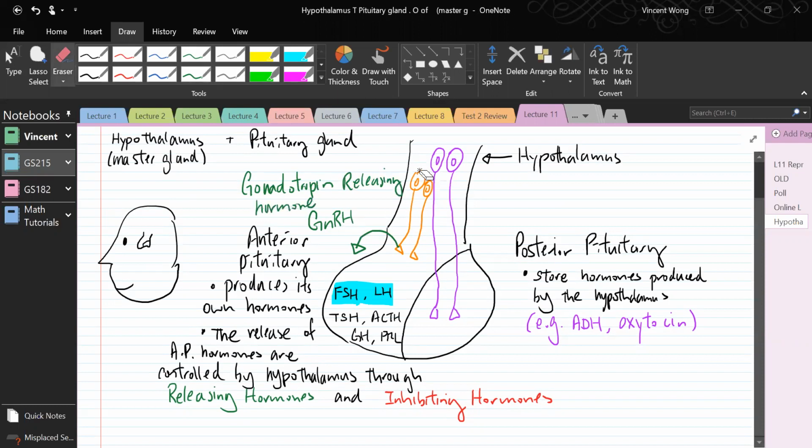Once the hypothalamus releases the gonadotropin releasing hormone, or GnRH, then the anterior pituitary gland will release the FSH and the LH. We will be learning 3 different types of releasing hormones in the course. There are inhibiting hormones as well, but we just have to know that they're there. We're not going to learn the names for them. So that's the relationship between the hypothalamus and the pituitary gland. Does anybody have any questions?